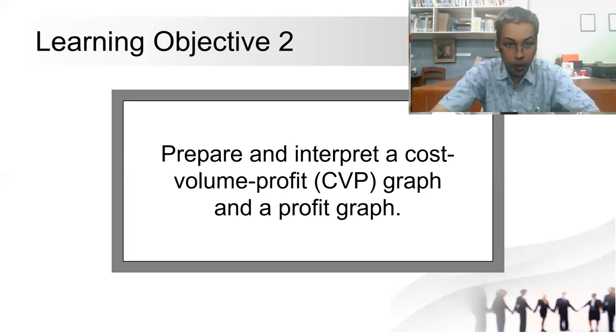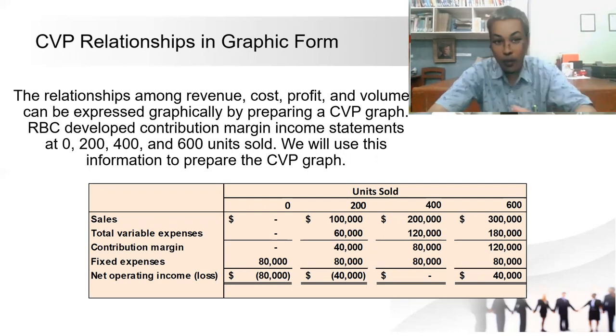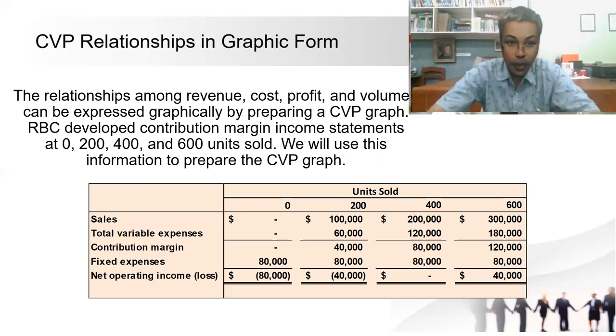The relationships among revenue, cost, profit, and volume can be expressed graphically by preparing a CVP graph of RBC. RBC is our example company. This is the Racing Bike Company. Develop contribution margin income statements at 0, 200, 400, and 600 units sold. We will use this information to prepare the CVP graph. Okay. So this is a continuation of our previous example, so therefore we already have familiarity and some knowledge about it.